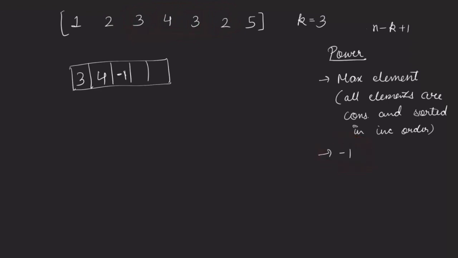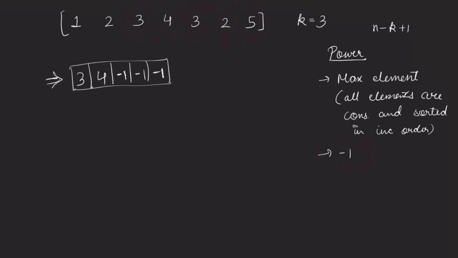So it would be -1. Next subarray is 4, 3, 2. Now here again, the elements are not consecutive, so for this also it will be -1. Then for this subarray, again, elements are not consecutive. After this 2, we have 5. After this 3, we have 2. So again, for this also, it will be -1. So this is what we need to return as our answer, right?